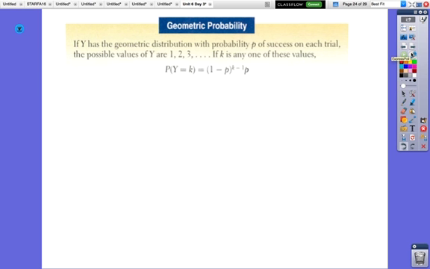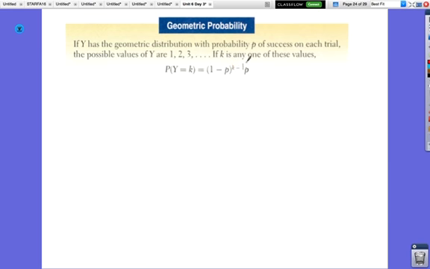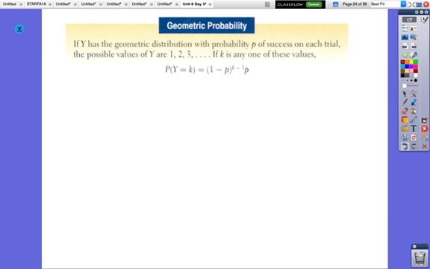Geometric probability. If y has a geometric distribution with probability p of success on each trial, the possible values of y are 1, 2, 3, and so on and so forth. If k is any one of these values, then the probability y is equal to k is equal to 1 minus the probability to the k minus 1 power, all times p.